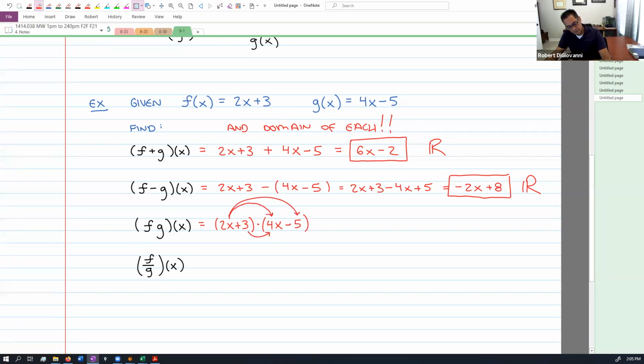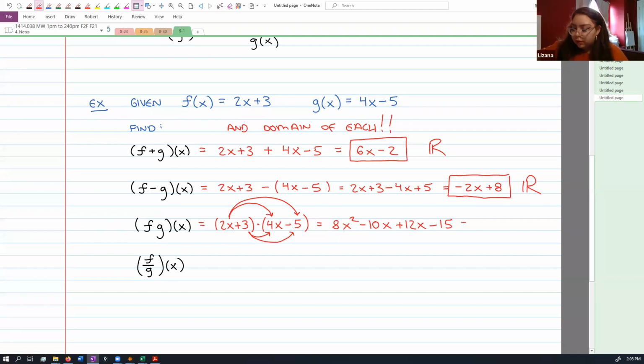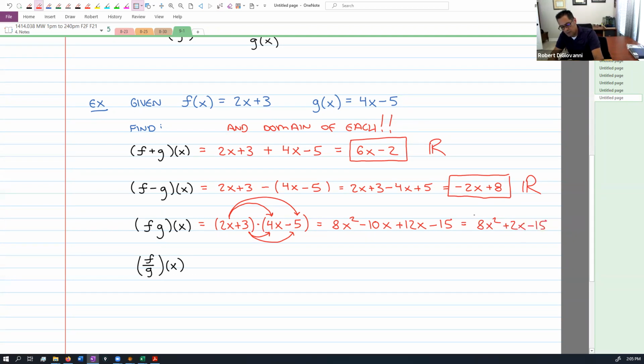All right, so I'm going to FOIL this out. 2x and 4x, that's 8x squared. 2x and negative 5 gives me negative 10x. And then we'll have plus 12x. And then finally negative 15. Lizana, do you feel like if I gave you enough time, you'd be okay with multiplying that all out? Yeah. And then collecting like terms together, the middle two terms come together to give you 2x. Negative 15. So that is the product of the two functions.